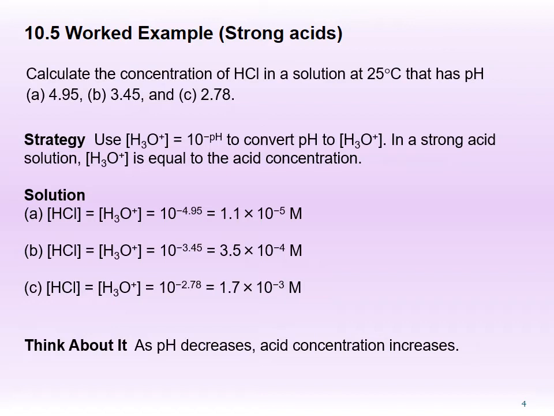Thus, we get 1.1 times 10 to the power of negative 5 molar, 3.5 times 10 to the power of negative 4 molar, and 1.7 times 10 to the power of negative 3 molar for parts A, B, and C respectively. As pH decreases, acid concentration increases.